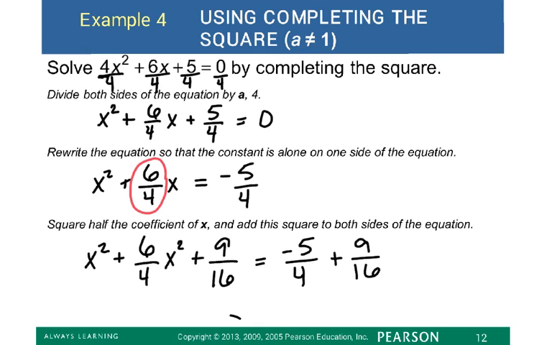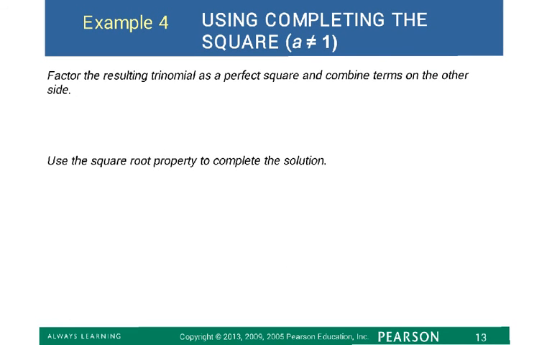Okay, let's go to the next step on the next slide. It says factor the resulting trinomial, that's what's on the left side of the equation, and then combine terms on the right side of the equation. Whenever we factor this resulting trinomial, I'm going to reduce that 6/4 down to 3/2, now in the previous slide.